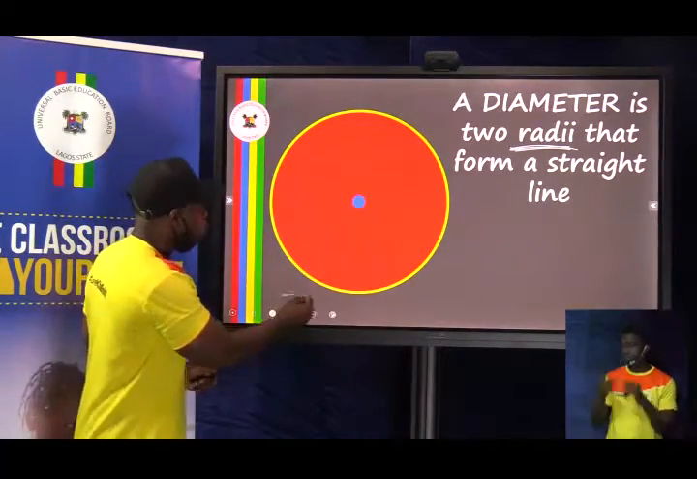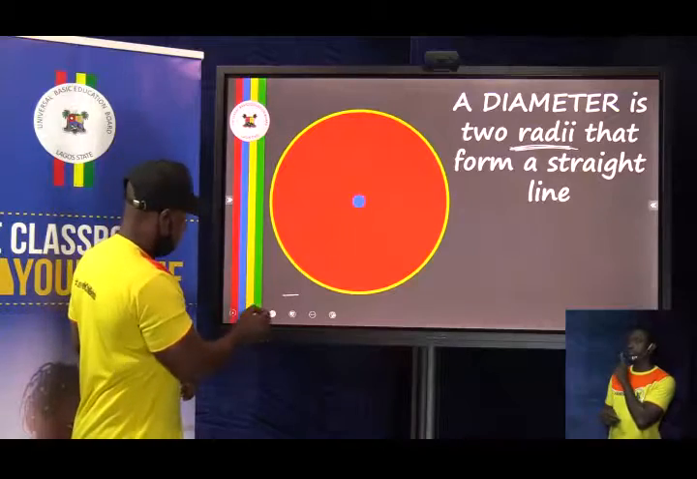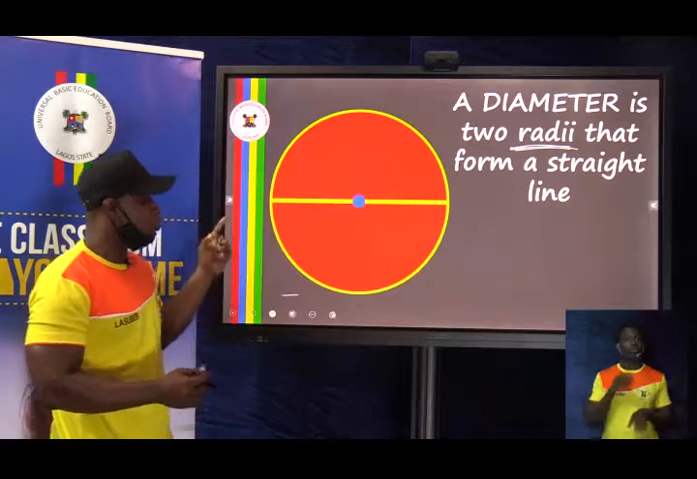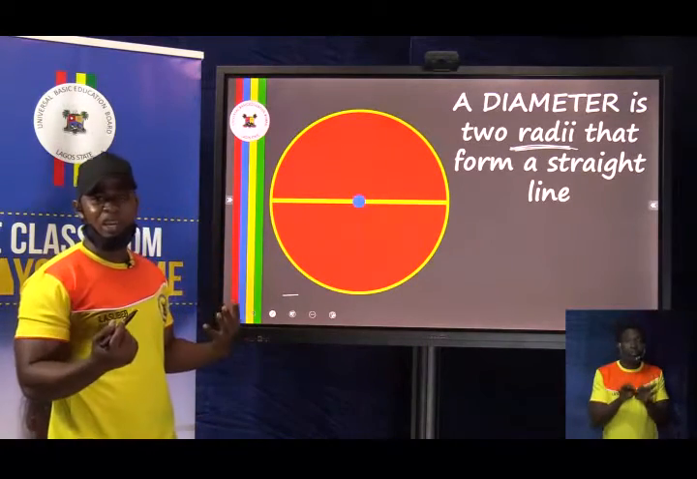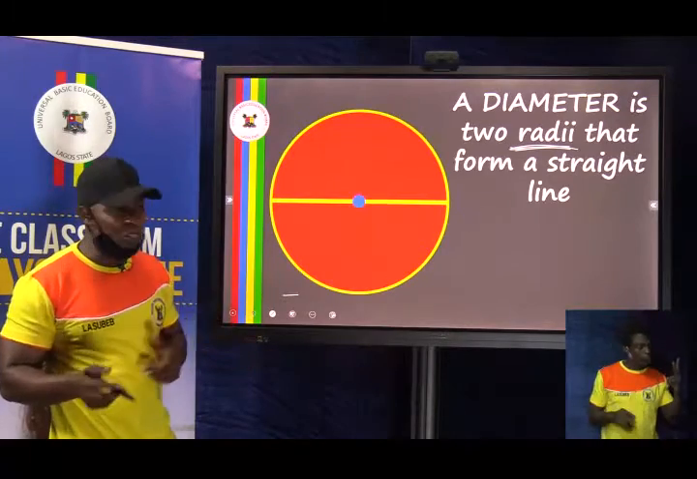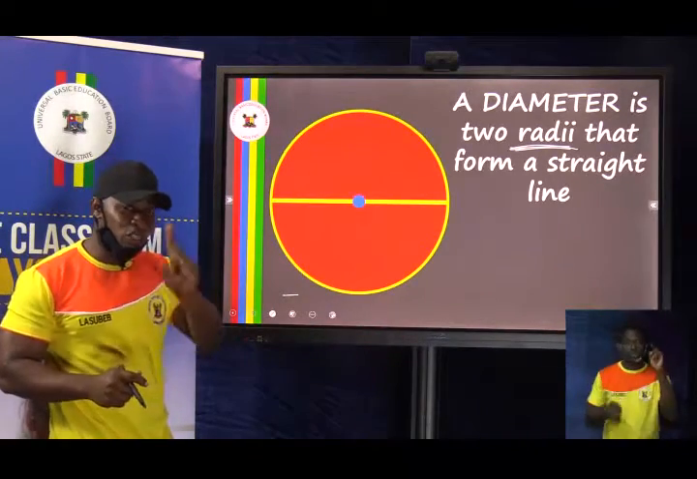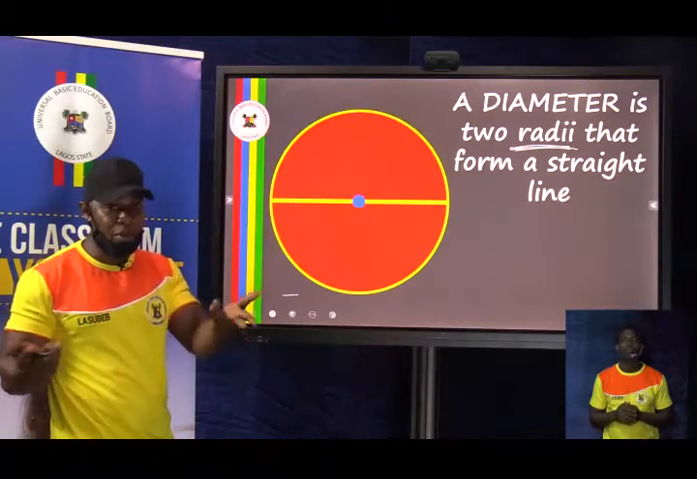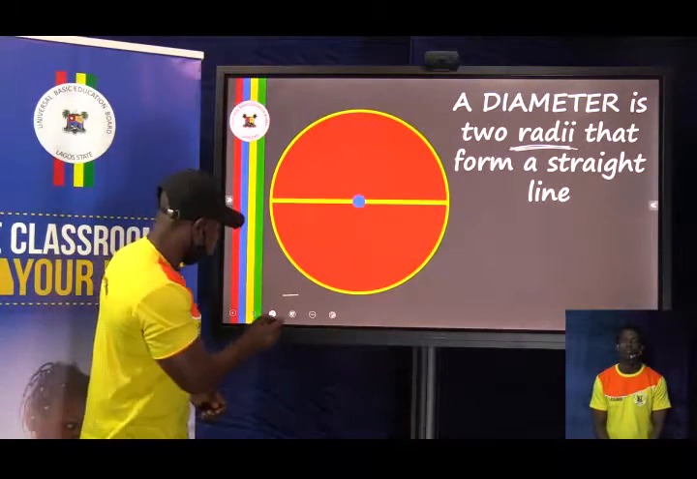Look at it go. See, one radius goes this way, one radius goes this way. But at the end of the day, they form a straight line, and that's a diameter. We say 2 radius make 1 diameter. Say that with me. 2 radius make 1 diameter. Or 2 radii make 1 diameter, as the case may be.